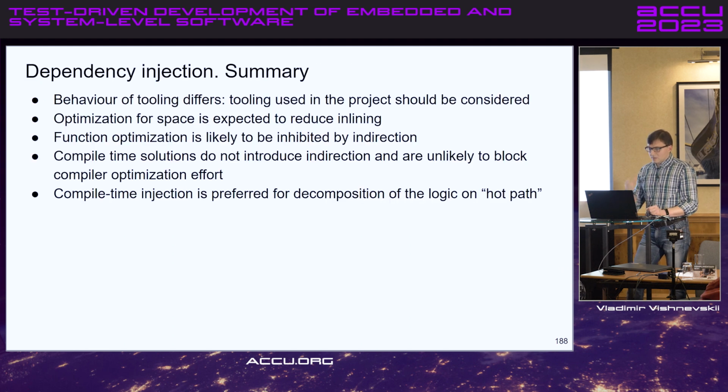Okay, so now a short summary about dependency injection. We know that the behavior of tooling differs, and we really need to consider what is available for us, what our tooling is capable of. We know that optimization for space, which is used for embedded projects quite often, can reduce inlining with some other consequences, like indirection staying in the code. Compile time solutions are unlikely to really block the compile optimization effort, basically.